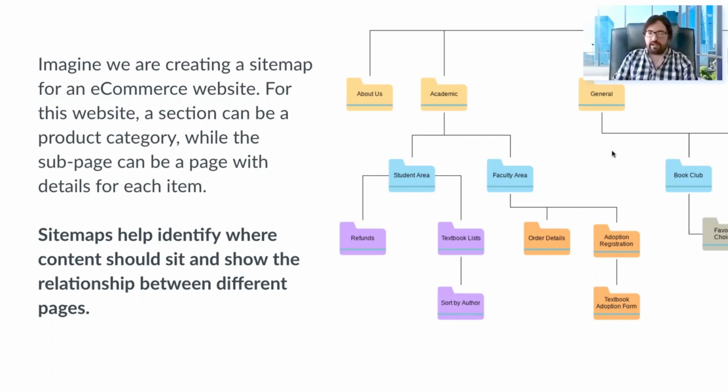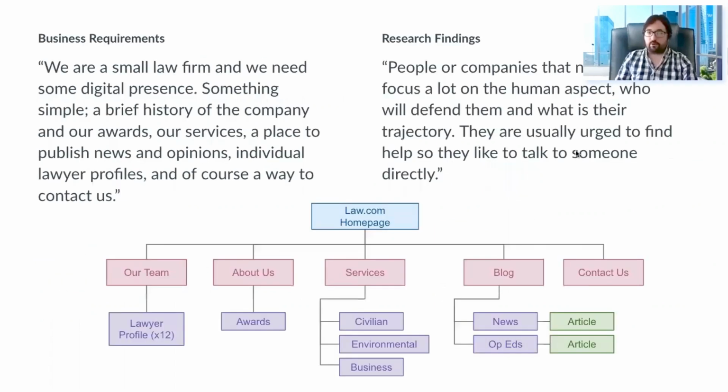So this is how you organize information, basically, right? And this can come from all sorts of places. As we were saying, ideally, you can have user research that will make you give additional thought to what the business requirements from the client are. That is not always the case. But let me show you this example again. For example, the client said, we're a small law firm and we need some digital presence. Something simple. A brief history of the company and our awards, our services, a place to publish news and opinions, individual lawyer profiles, and of course, a way to contact us.